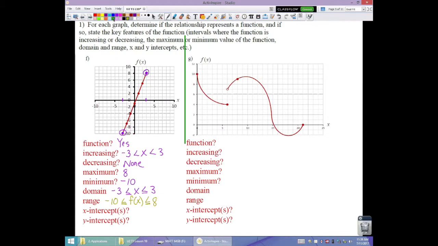X-intercepts, yes, there is one. I can't tell you what that value is. It's right here. Let's say it's about, I don't know, 0.2, 0.3, maybe a quarter. Y-intercept is exactly on -1.